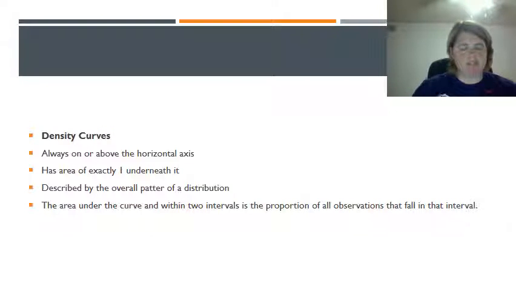All right, so let's talk about density curves. We've kind of already been talking about density curves. We've been drawing that normal curve on the board, and that's kind of what that is. So all density curves are always on or above the horizontal axis. They also have an area of exactly 1 underneath it. The density curve is described by the overall pattern of a distribution. The area under the curve and within 2 intervals is the proportion of observations that fall in the interval. So if that doesn't make sense to you right now, don't worry about it, because we will do plenty of that soon enough.